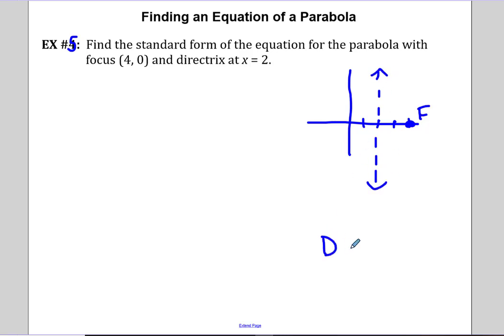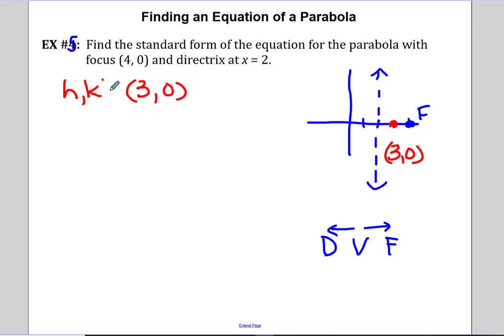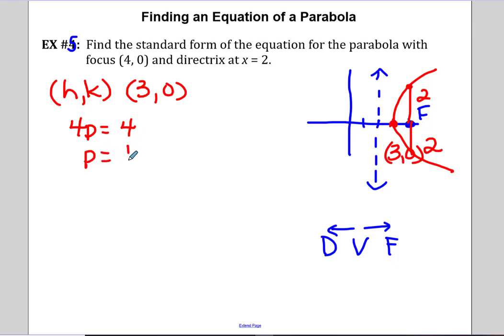And remember, we said the directrix, the vertex, and the focus are equally spaced. So the vertex has to be at 3, 0. So this would be our HK, at 3, 0. And if this is 1 away and 1 away, then the parabola has to go to the right. And if you double that 2p, that would be 2 up and 2 down. So our 4p would have to be 4, and p would be 1.